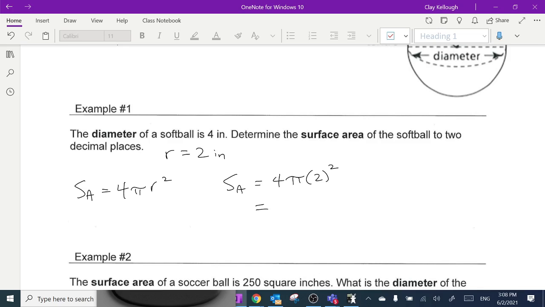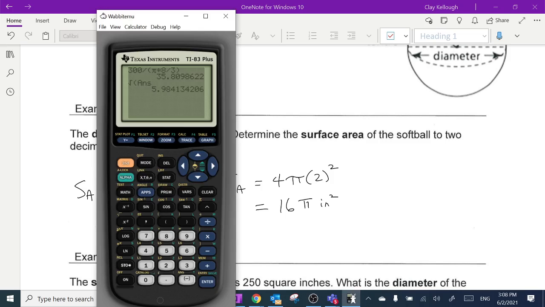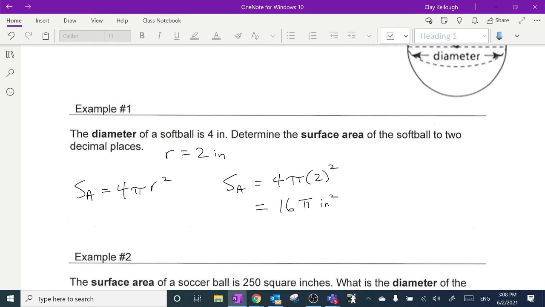4 times 4 is 16. So the answer is 16 pi square inches, inches squared. But it does want decimals, so I'm going to punch buttons on that. I think I'm going to make this calculator go away. It's in my way now. So 16 times pi is 50.27, 2 decimal places, square inches. Any questions on how I did that?